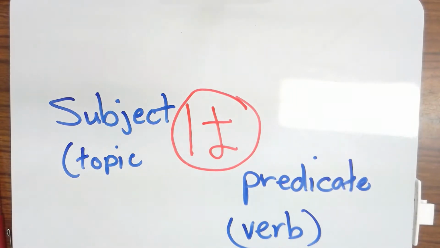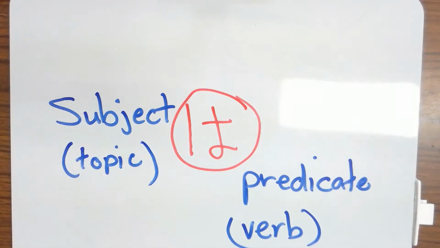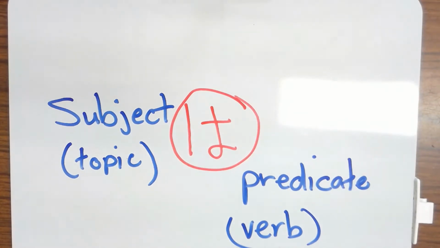A Japanese sentence has to have, or all sentences have to have, a subject and a predicate. Now the subject is what we are talking about, and the predicate is the rest of the story. Sometimes the subject is known in some textbooks as the topic. So subject or topic is fine, and the predicate has to have the verb. If there's no verb in the predicate, then it isn't a sentence.